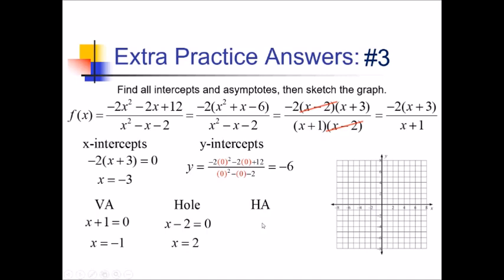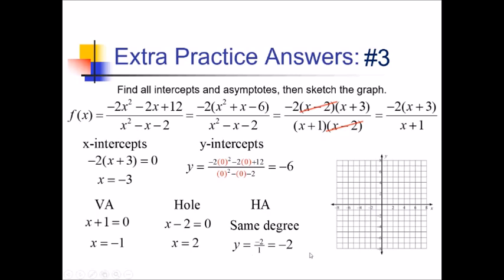And then finally, horizontal asymptotes. Looking at the relative degrees of my numerator and denominator, they're both x squared. So we have the same highest exponent, the same degree. So we take the coefficients of those x squareds and look at the ratio of those. That's a -2 over an invisible 1 for my horizontal asymptote. So I can say y equals -2 then for that.